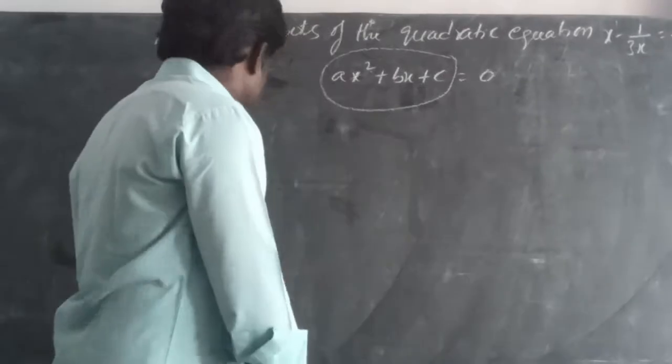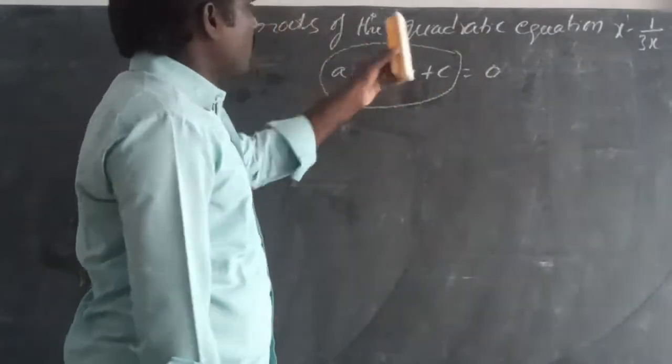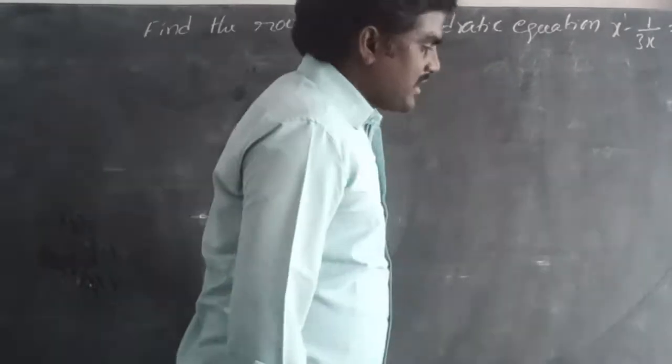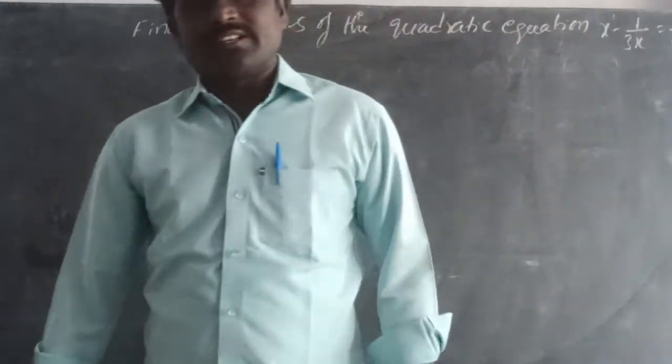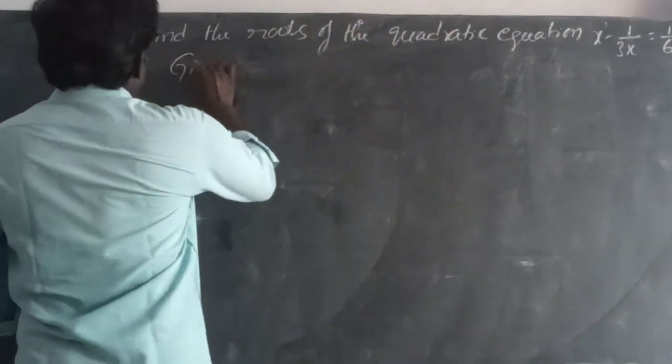Equation. Okay, so here what they have given is: find the roots of the quadratic equation. Root means what? To find the unknown thing. So in the given equation, what is the unknown thing? Here what is the unknown thing? x value. Okay, so find the x value.